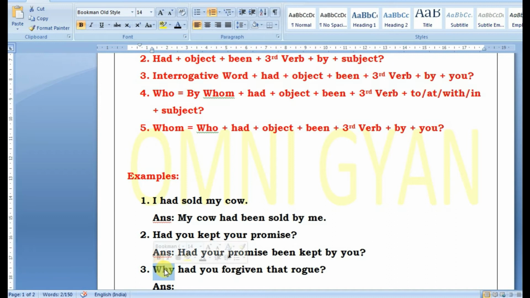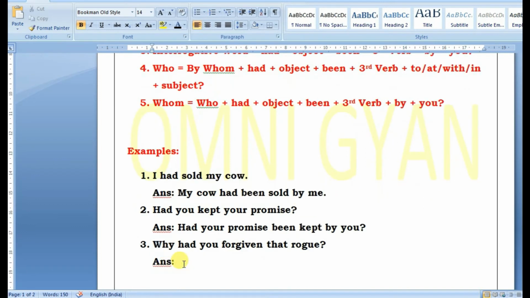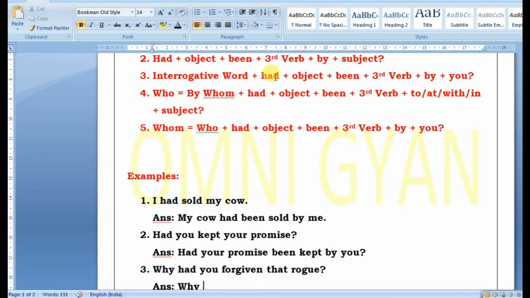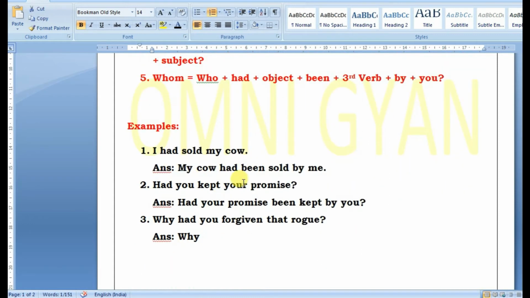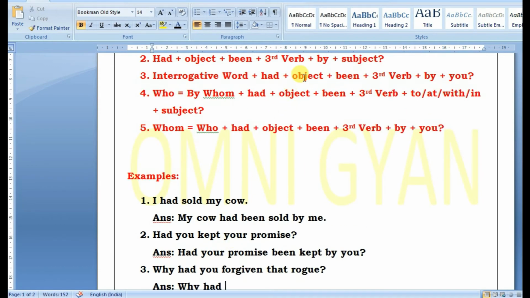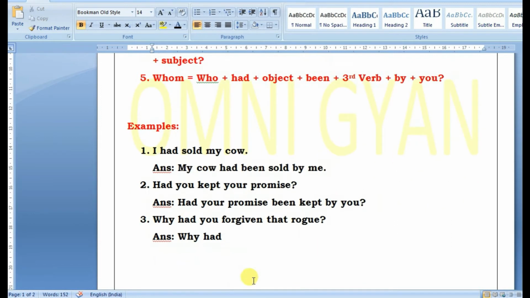Interrogative words are those words with which we ask questions. Okay, so "why" here is the interrogative word, so we are going to start the sentence with "why", and then after the interrogative word we have "had". Okay, so "why had". After "had" we have the object. I told you the object is "that rogue". So, why had that rogue.